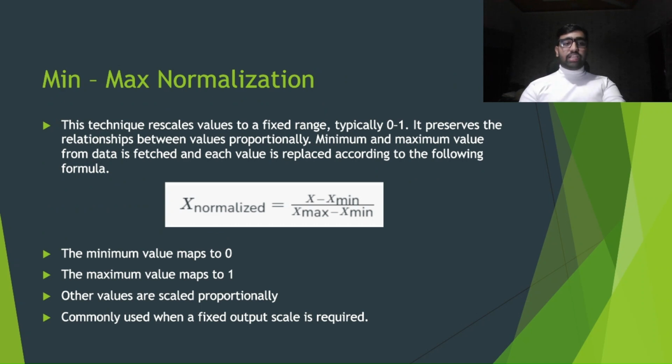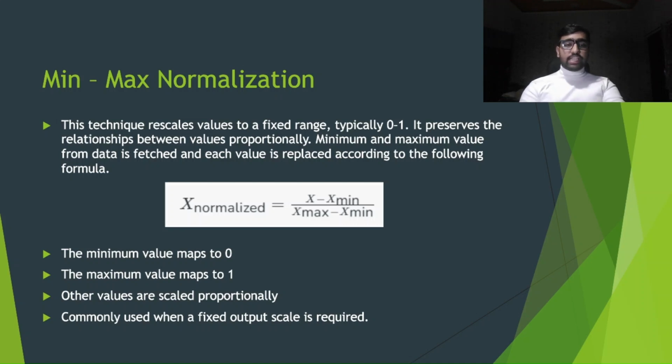Min-max normalization. This technique rescales values to a fixed range, typically 0 to 1. It preserves the relationship between values proportionally. The minimum and maximum values from the data are fetched and each value is replaced according to the following formula. So in min-max normalization, it uses the minimum and maximum values in our given data to normalize the data, and all the values are proportionally normalized with respect to each other.